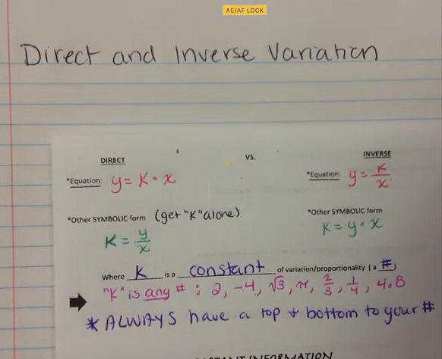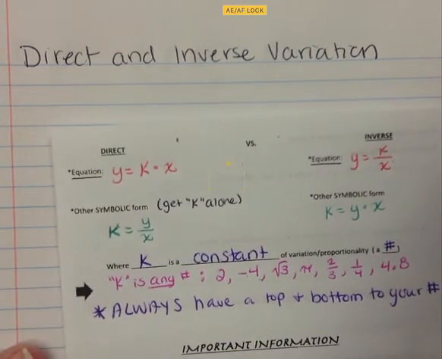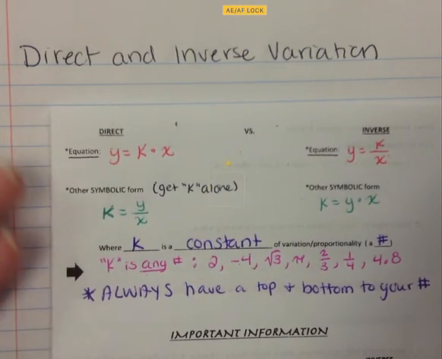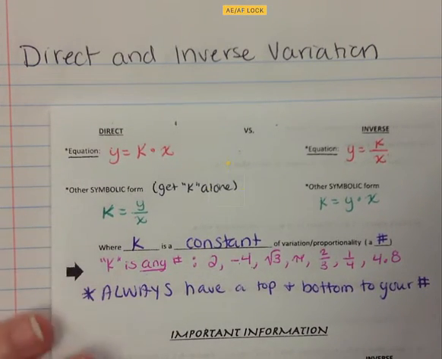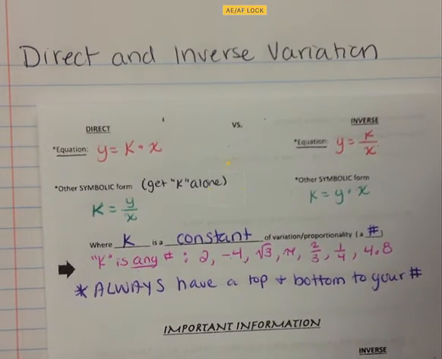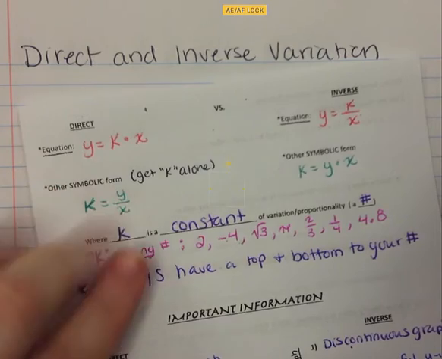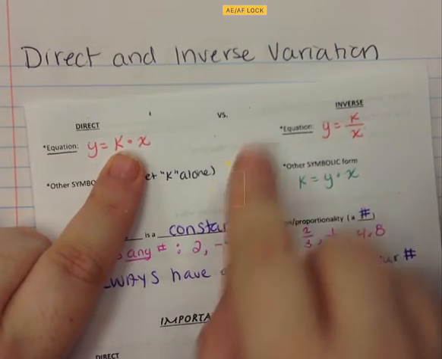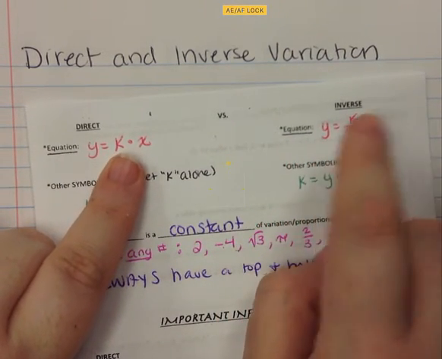This video is still talking about direct and inverse variation. I'm going to do some practice problems of determining if it's direct or inverse and then using the equations to see how they're proportional to each other. So I'm going to already have my equations. Y equals k times x is direct and y equals k divided by x is inverse.